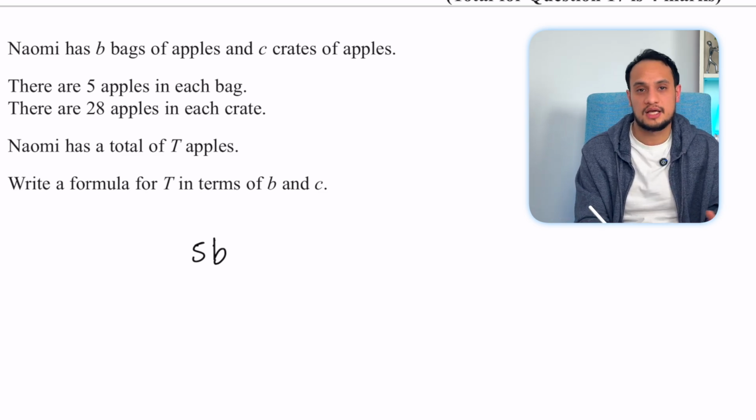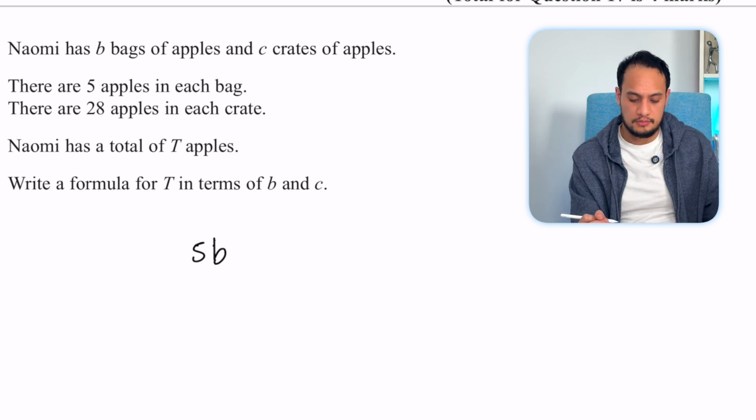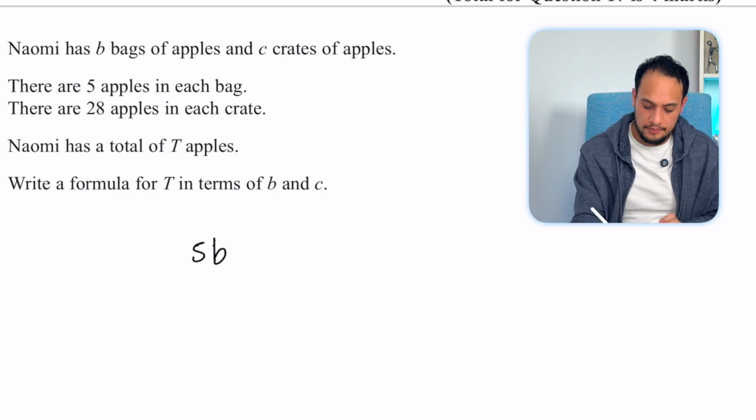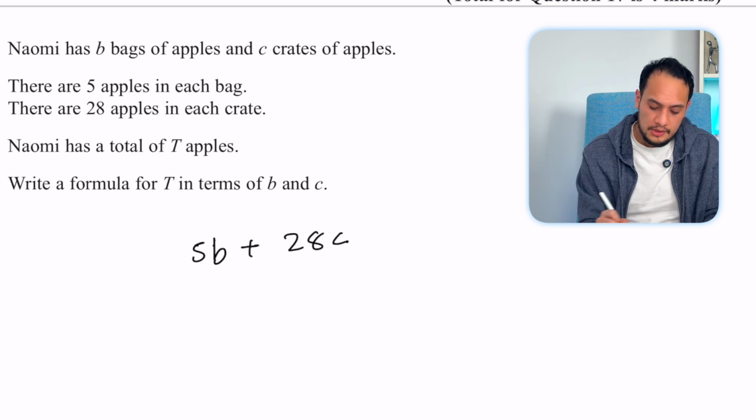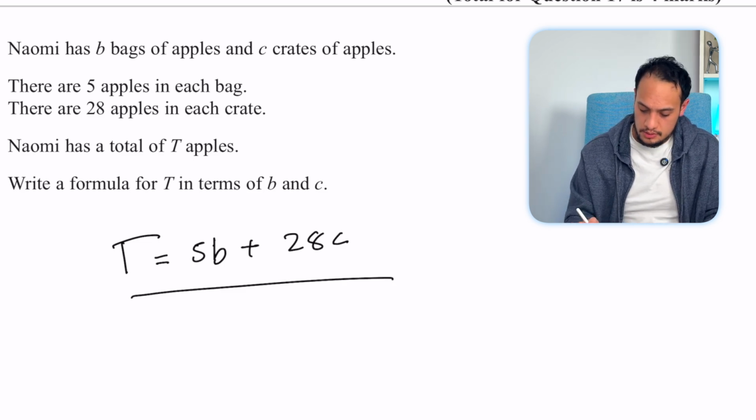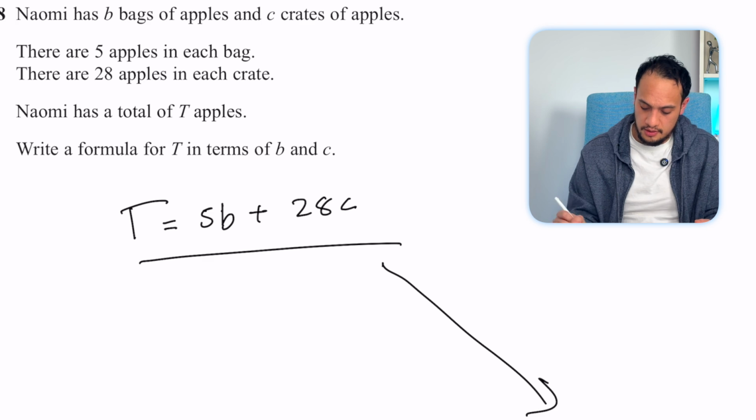And then we're adding them together because you've got one set of bags. There's no need to multiply or anything like that. So we're adding them, plus 28 apples in each crate. So 28 apples and C number of crates. So 28 times C will give you the total number of apples in the crates in total. So that's 28C. And Naomi has a total of T apples. So therefore you just put T in front because that's the total. So that's our answer. I'll put it over there.